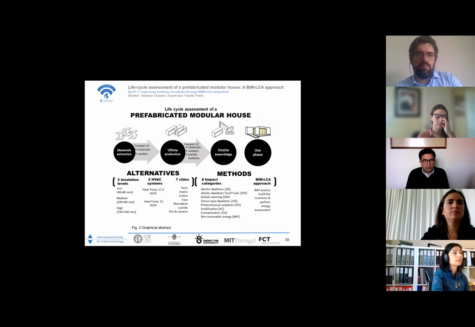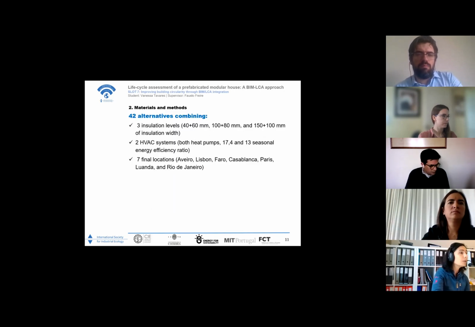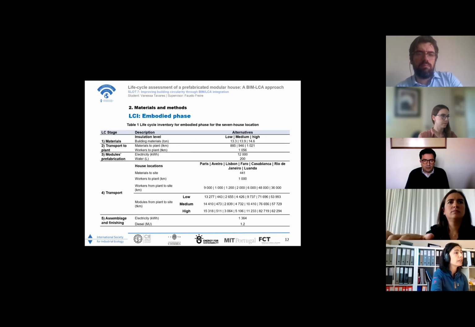Materials are extracted and transported to the prefab plant. It's off-site production, then assembly, and then the use phase. Here are all the alternatives that we have assessed. But in this presentation, we are presenting just global warming and non-renewable energy. We have 42 alternatives, combining the insulation levels, the HVAC systems, and seven final locations.